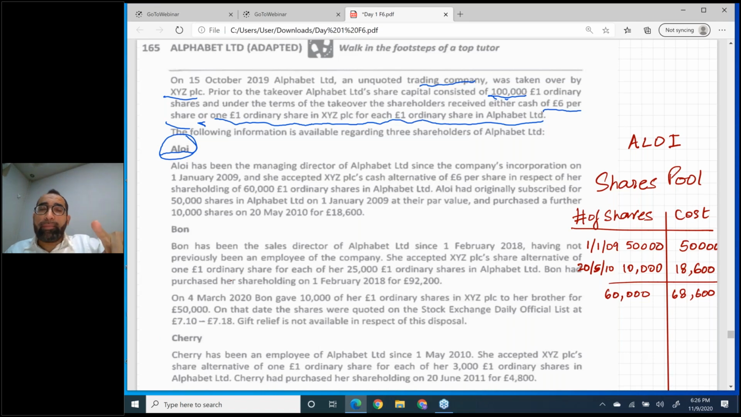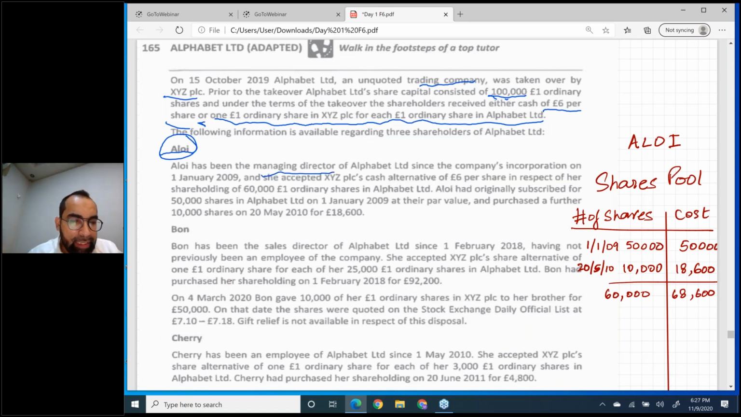Don't forget that the total number of shares issued to date by Alphabetic Limited is 100,000, because we have to calculate the holding percentage. Why do we need to calculate the holding percentage? You remember in entrepreneurs' relief, a 5% holding is a must. If you want to claim entrepreneurs' relief on shares disposal, you must have a 5% holding.